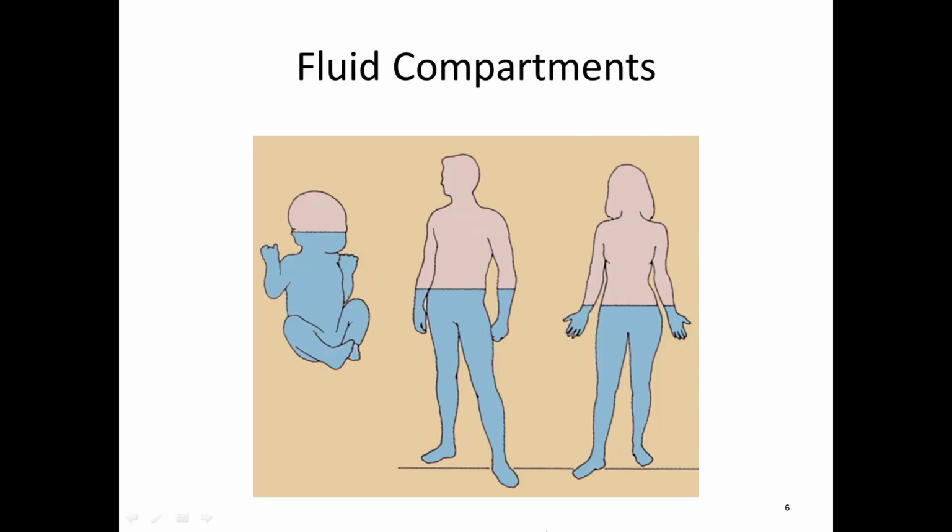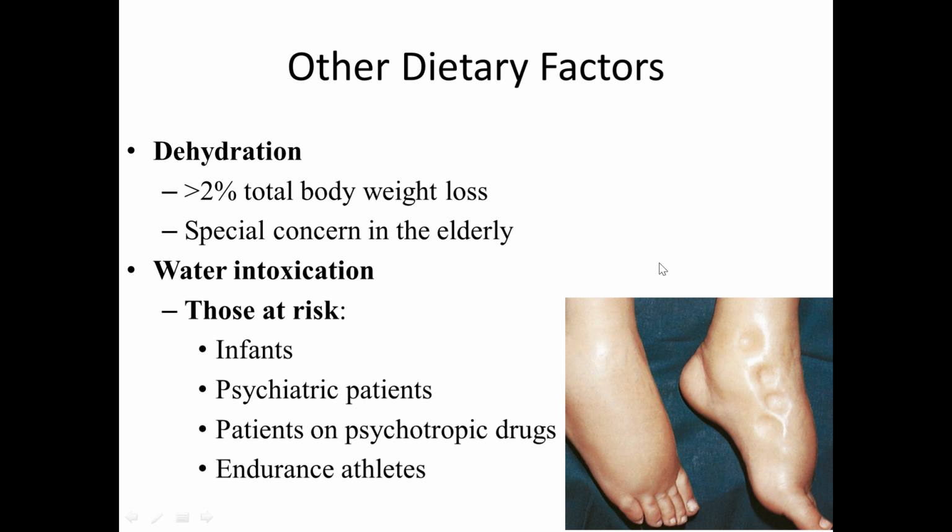Fluid compartments. These are the fluid compartments in the fetus, these are the fluid compartments in men, and these are the fluid compartments in females, right? So another dietary factor is dehydration, more than 2% total body weight loss. If more than 2% of total body weight is lost as water from the body, that term is known as dehydration, and at that time the body requires more water.